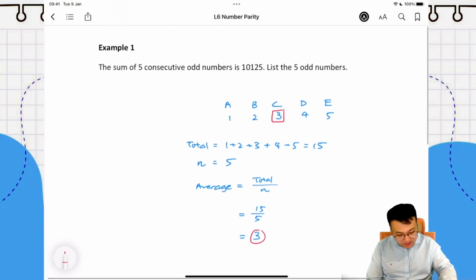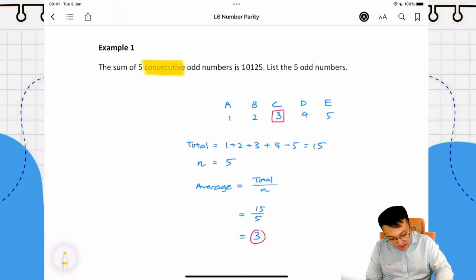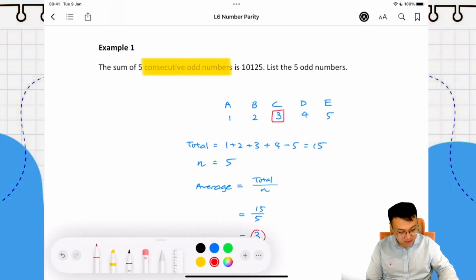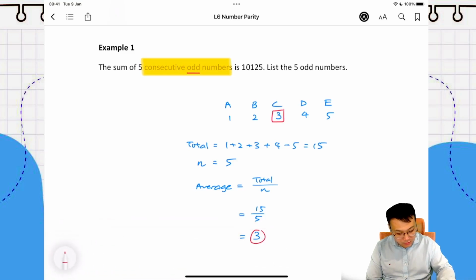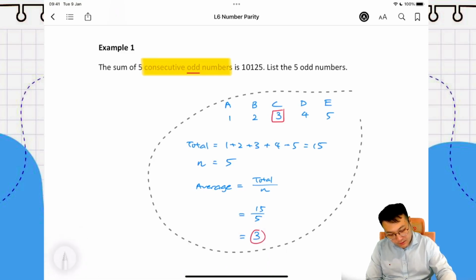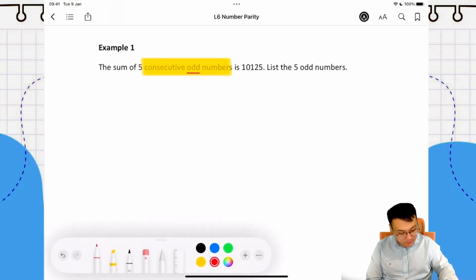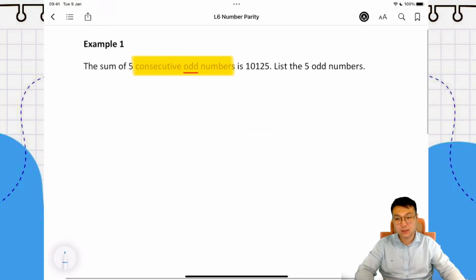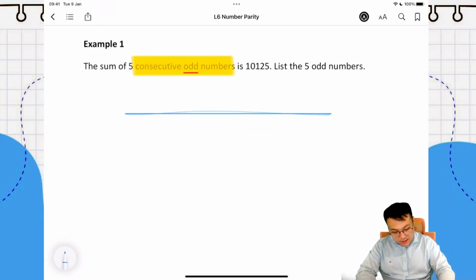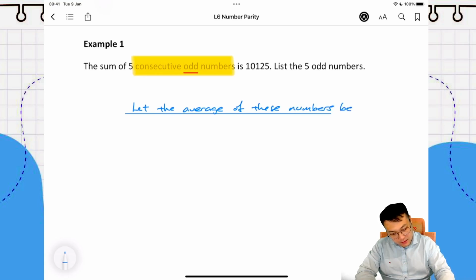Even for consecutive odd numbers, take a look at this. What is the meaning of consecutive? Consecutive means one after the other in sequence. Odd numbers, just be careful. They are looking for odd numbers. So what are we going to do? We already know that the number in the middle is the average. So let's take a look. Why don't we say, let the average of these numbers be the letter n.